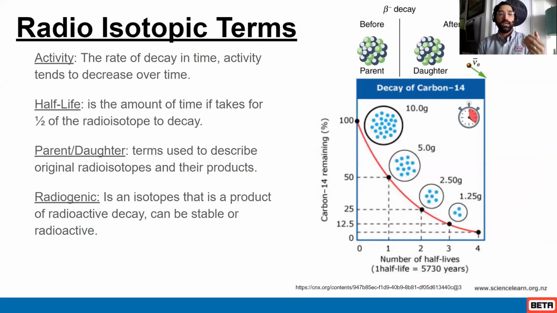Now, we refer to parent and daughter. So for beta decay, the parent would be the C14 and the daughter would be the nitrogen 14. We refer to that as radiogenic, meaning that it was born of that isotope.